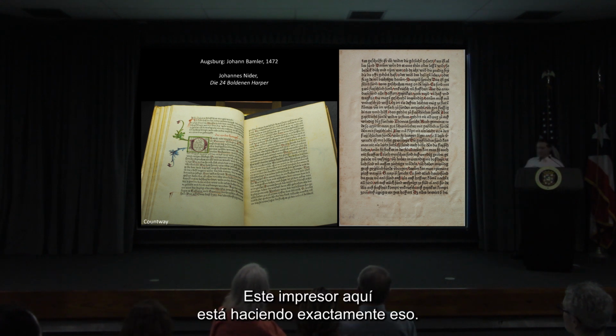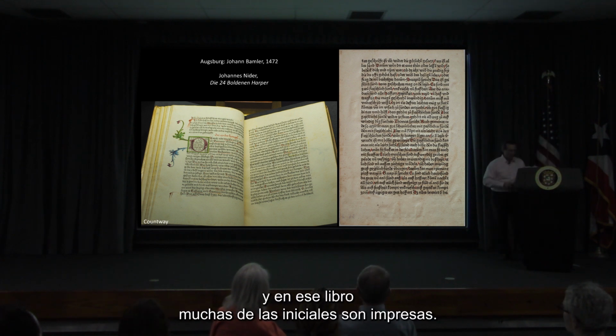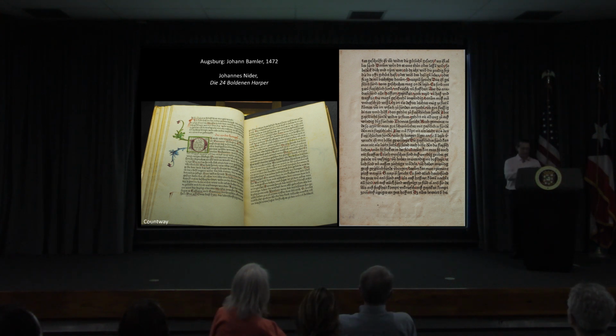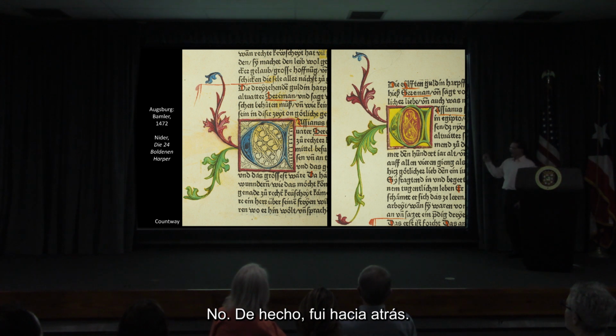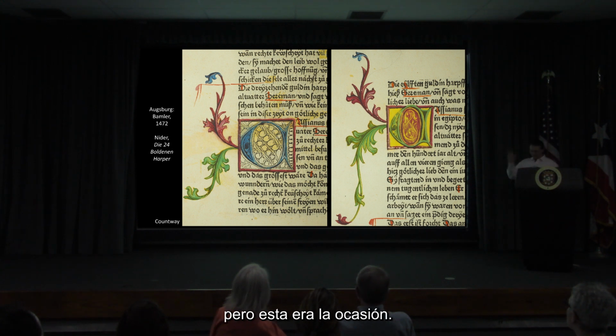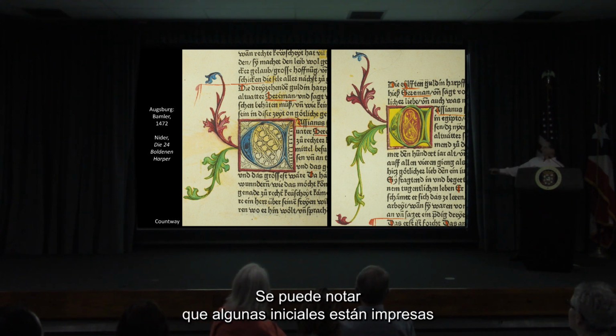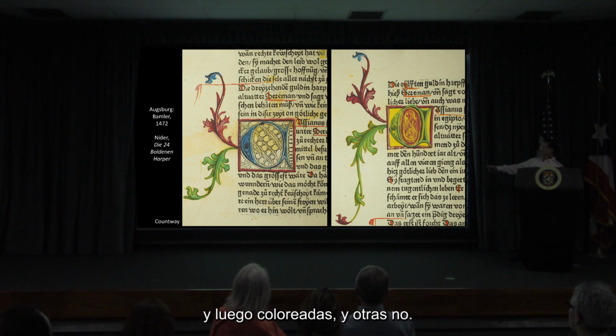This printer here, he's doing exactly that. So this is a page out of this book here, and in that book, many of the initials are printed. Not all. Here, in fact, so I went back. This is not a volume that I usually remarked upon, but this was the occasion. So this is a copy at the Cantway library. You can see that some initials are printed and then colored, and some are not.